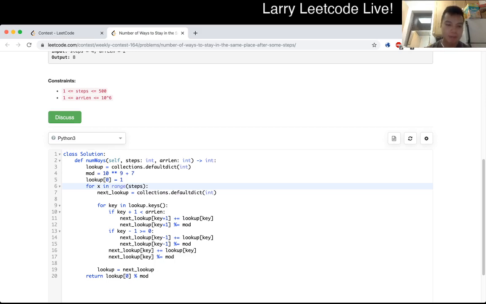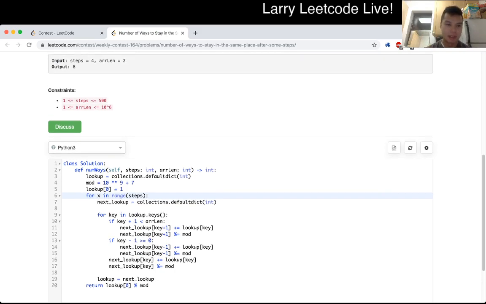So it's 500 square. Also, this is more a little bit of a red herring, and that is 10 to the 6 for the array length, but you never need to keep track of array length for anything. I mean, except for here, but you don't need it for anything. And also, the most you can go after 500 steps is just 500, right? So I think that's obvious.